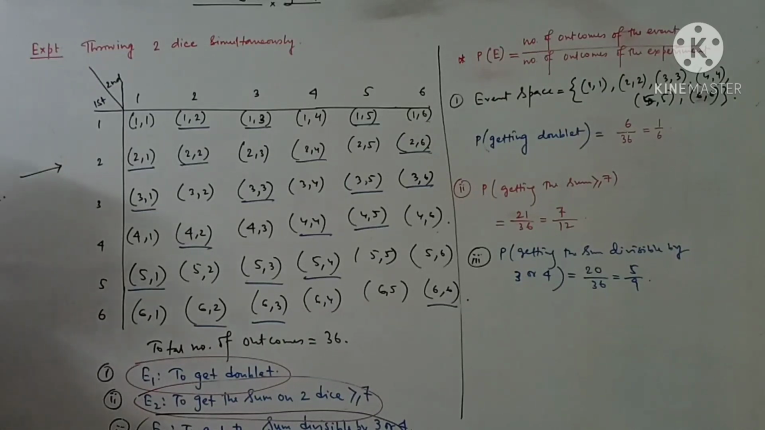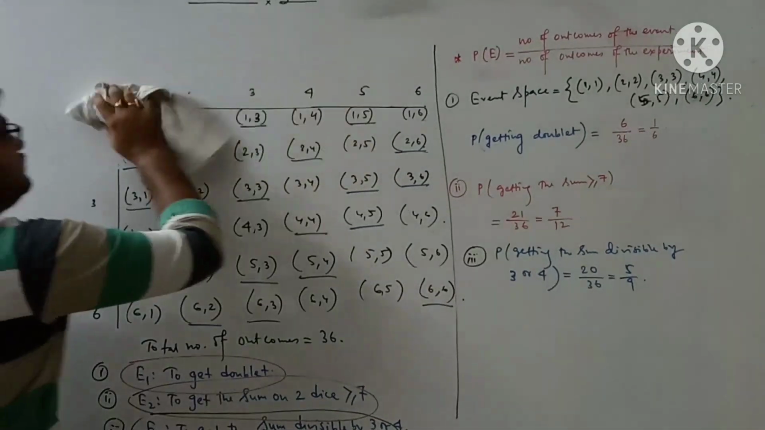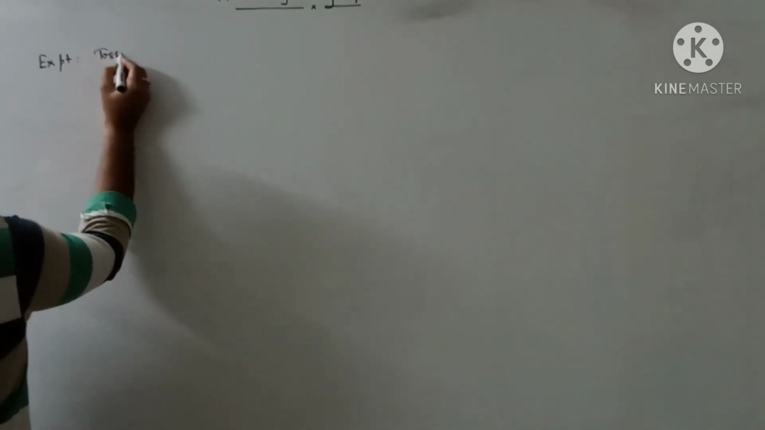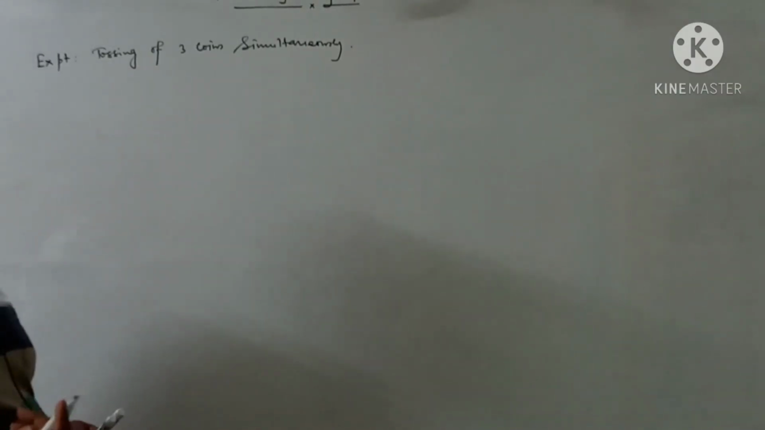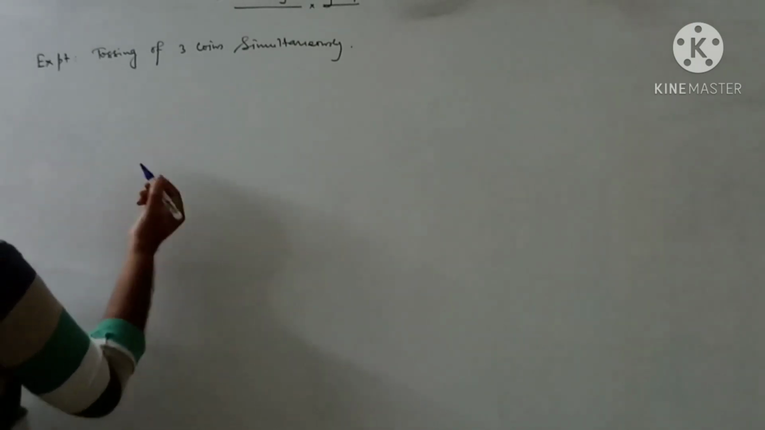Okay, so moving on to another example. Today also we will not start the exercise. We will go for another example now. Now moving on to another experiment: tossing a coin, we will get either head or tail. Here three coins we have to toss, but adding them together is not possible.